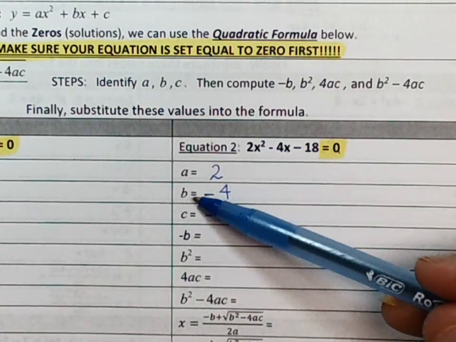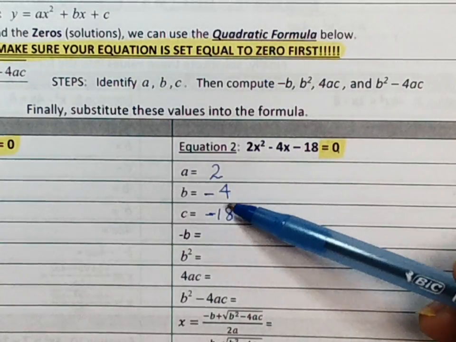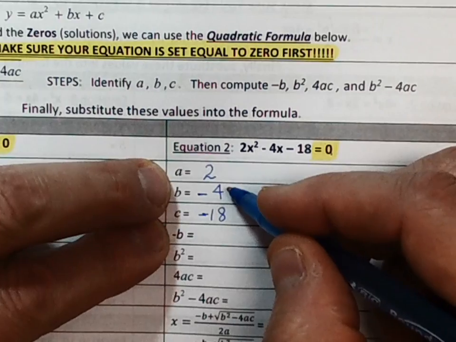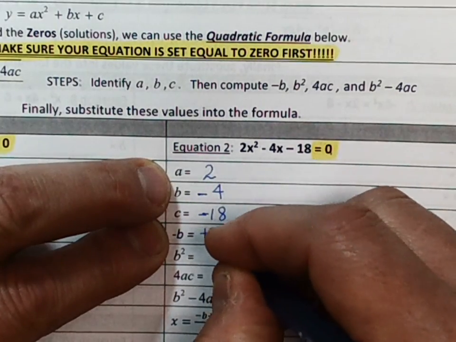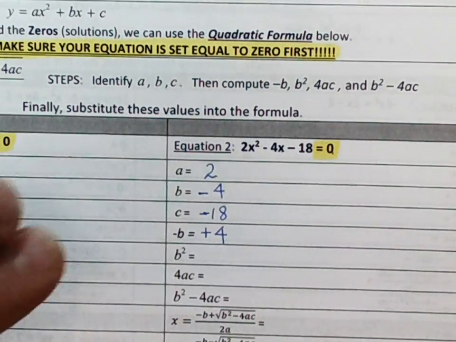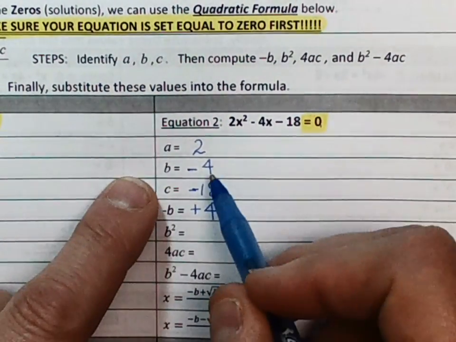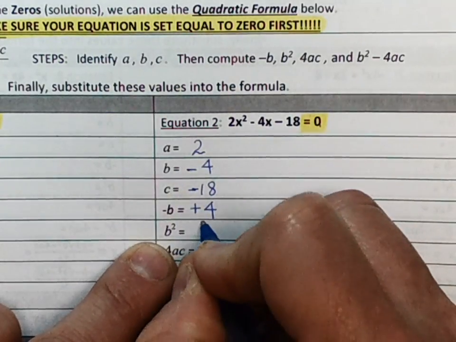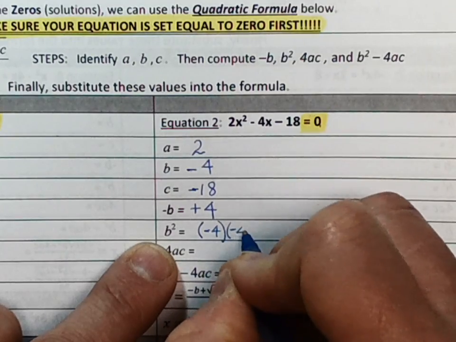All right, so if b is -4, negative b is going to be the opposite. So if you look right here, these are going to be opposites. If I wrote down a -4 for b, I'm going to write down a +4 for negative b, or the opposite of b. Now if we take b squared, that means we're going to take b and multiply it by itself.